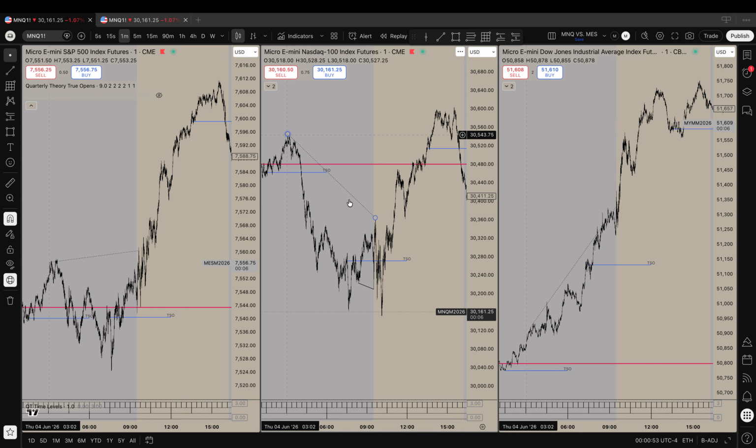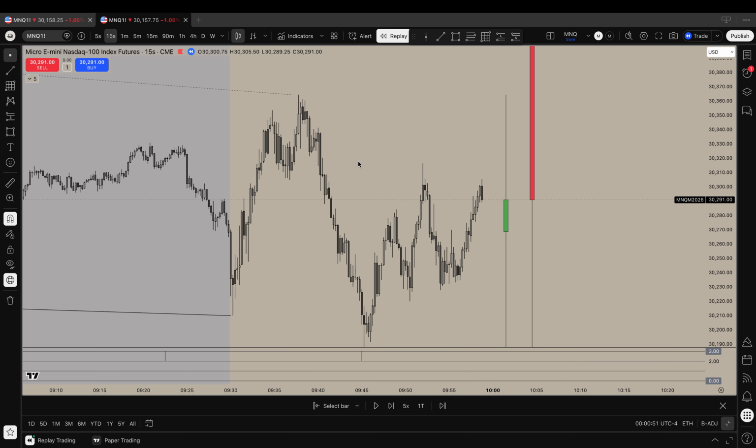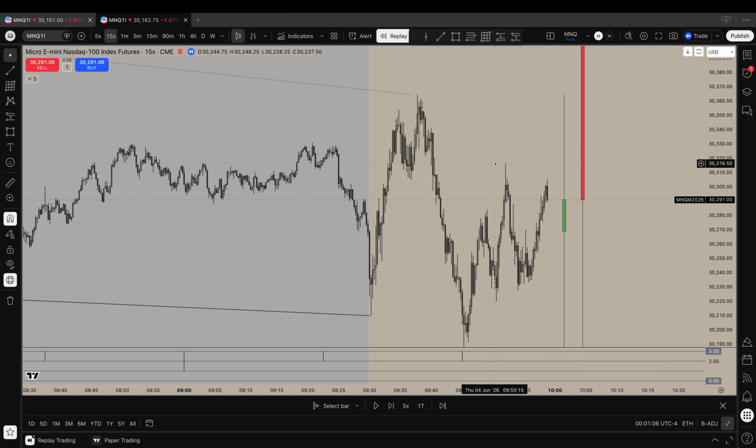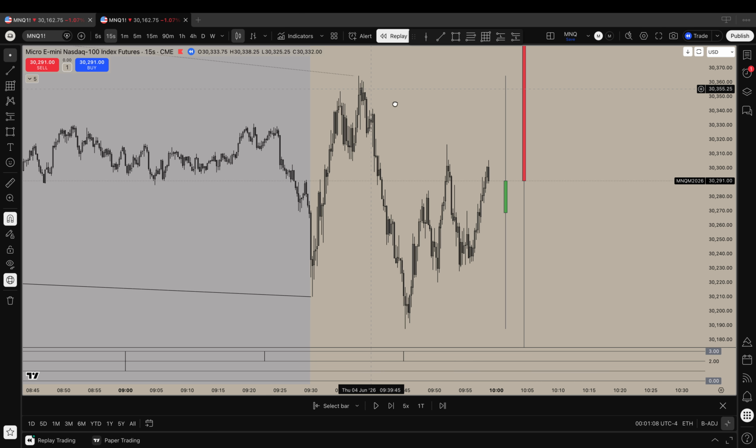I based my trade today off of this SMT, this SMT, and this SMT, and MNQ is where we made the lower high rather than a higher high. For some reason, my TradingView is super glitchy, so you're just gonna have to work with me on that.